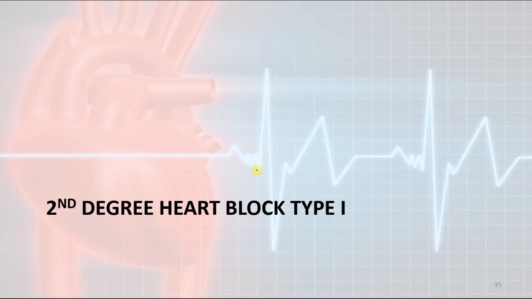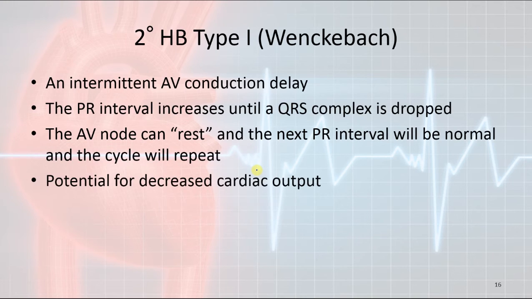First, we're going to discuss the second degree heart block type 1. Second degree heart block type 1 is also commonly referred to as Wenckebach because this was the guy that kind of discovered the whole second degree type 1 heart blocks. The intermittent conduction through the AV node is the problem. It's an intermittent conduction which results in a resetting of the AV node itself, and I'll discuss what that means in a minute.